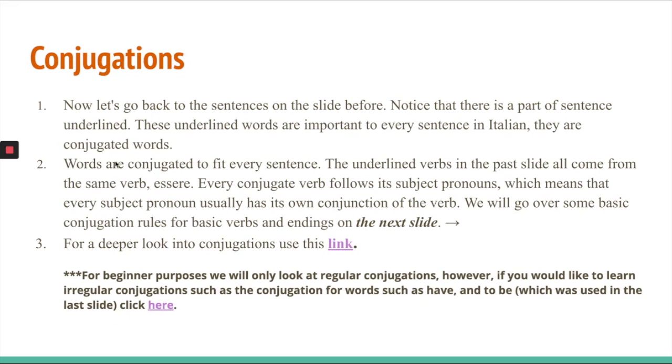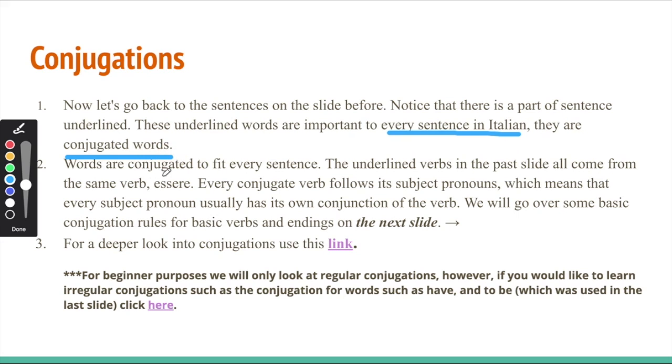But the main point is that those underlined words are important to every sentence in Italian. They are conjugated words. Words are conjugated to fit every sentence. The underlined verbs in the past slide all come from the same verb, essere, which means to be. Every conjugated verb follows its subject pronoun, which means that every subject pronoun usually has its own conjugation of the verb. We will go over some basic conjugation rules for basic verbs and endings on the next slide.